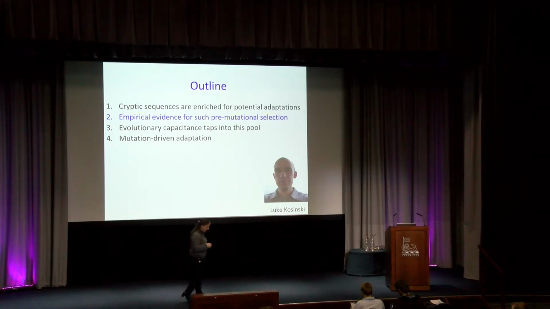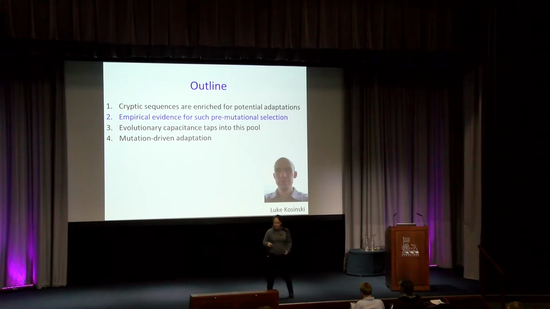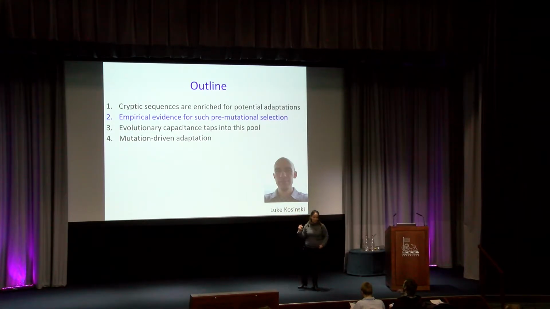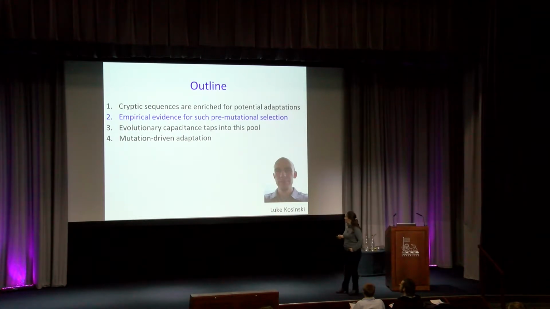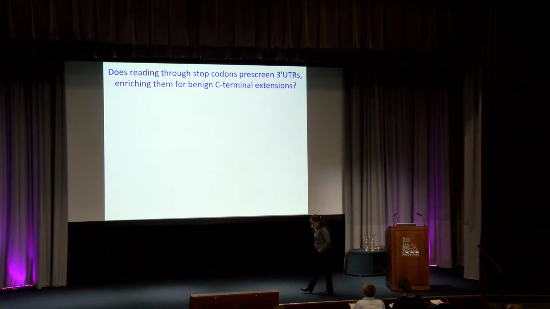Okay, so that's the principles, the theory behind, with all the equations taken out, behind the pre-mutational selection. And next is some more recent unpublished work, although you're welcome to tweet everything, on whether it is in fact happening. And this is in our favourite study system of reading through stop codons.